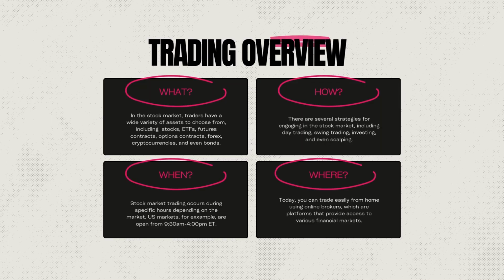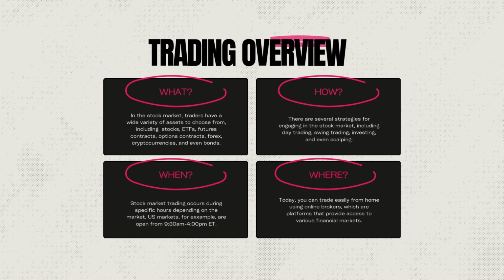Now, before we start talking about futures, let's talk about trading in general for my super newbies. Because trading is a very broad term used to describe a wide number of ways to use the stock market for financial gain. Okay, so let's do a brief overview. So, what do you trade? In the stock market, you can trade a ton of things. You can trade stocks themselves, ETFs, which are kind of like funds that include a whole bunch of stocks bundled together. You can trade futures contracts, options contracts, forex, cryptocurrencies, and you can even trade bonds.